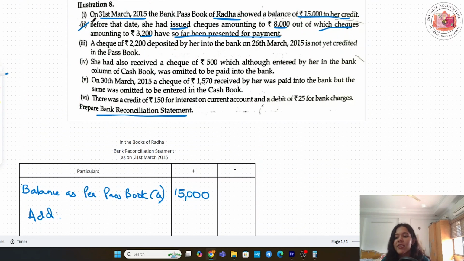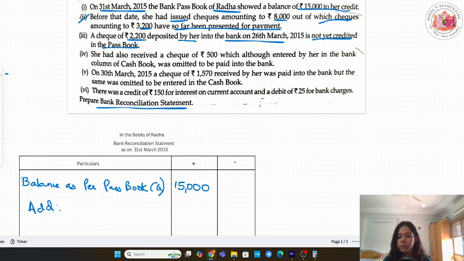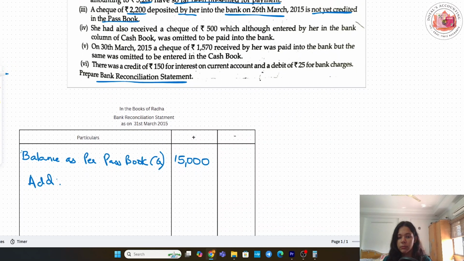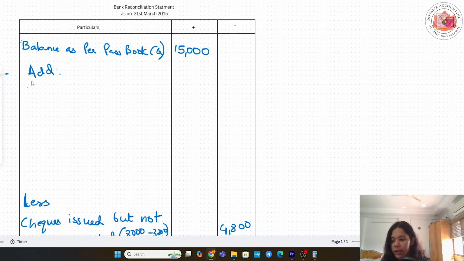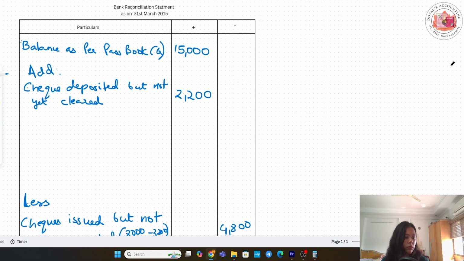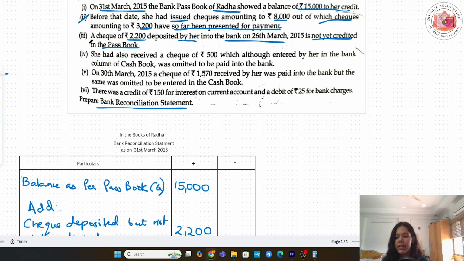Okay, let's see the next transaction. A check of rupees 2,200 was deposited by her into the bank on 26th March, but it is not yet credited in the passbook. So in this case, our cash book balance is more than our passbook balance by 2,200. So what are we going to do? Cash book is more, passbook is less. I want to equalize, I will add 2,200 to our passbook. Check deposited but not yet cleared.